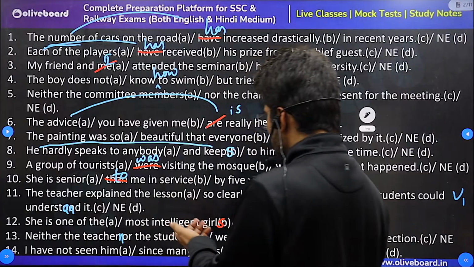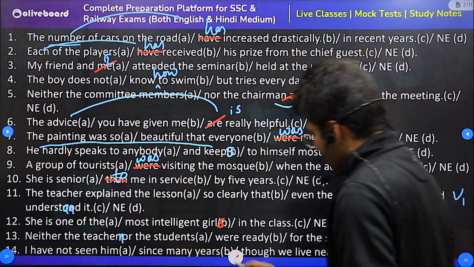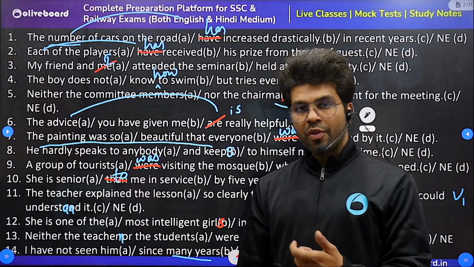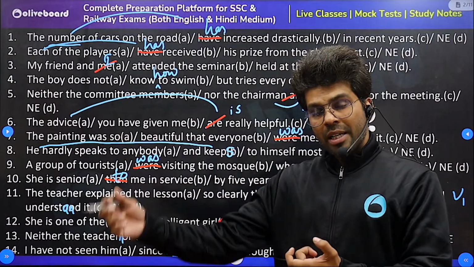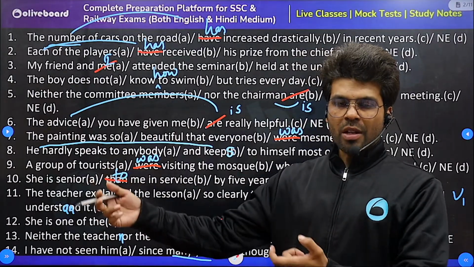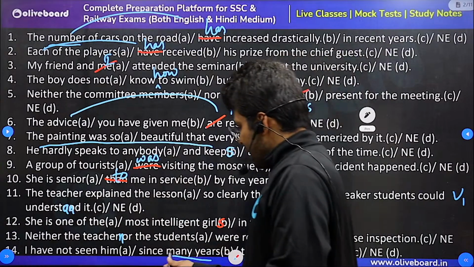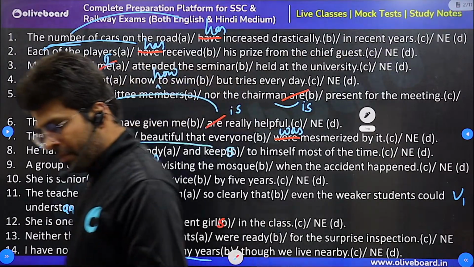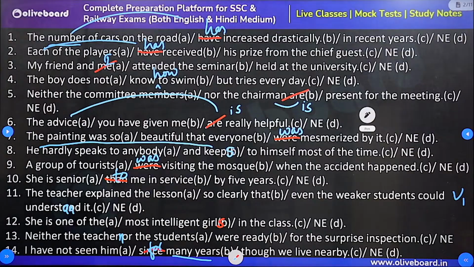I've not seen him since many years. Many years represent duration of time. For duration of time, we use for. Since is used for the starting point of time. Since Monday, since 2005. Many years is a duration: for many years. Done. If you have any objection, feel free to say.